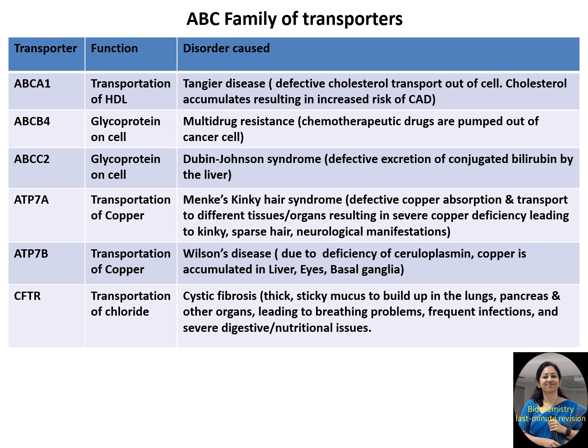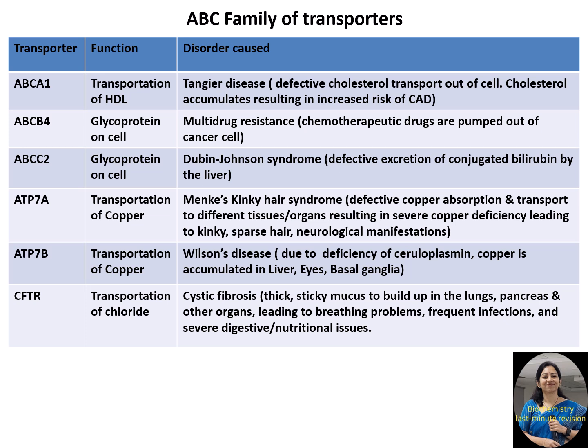Now, the excretion of conjugated bilirubin is defective in Dubin-Johnson syndrome because of the defective glycoprotein on the hepatocytes. So this results in accumulation of the conjugated bilirubin in the liver, manifesting as black liver jaundice among the affected individuals. The next transporter is ATP7A.